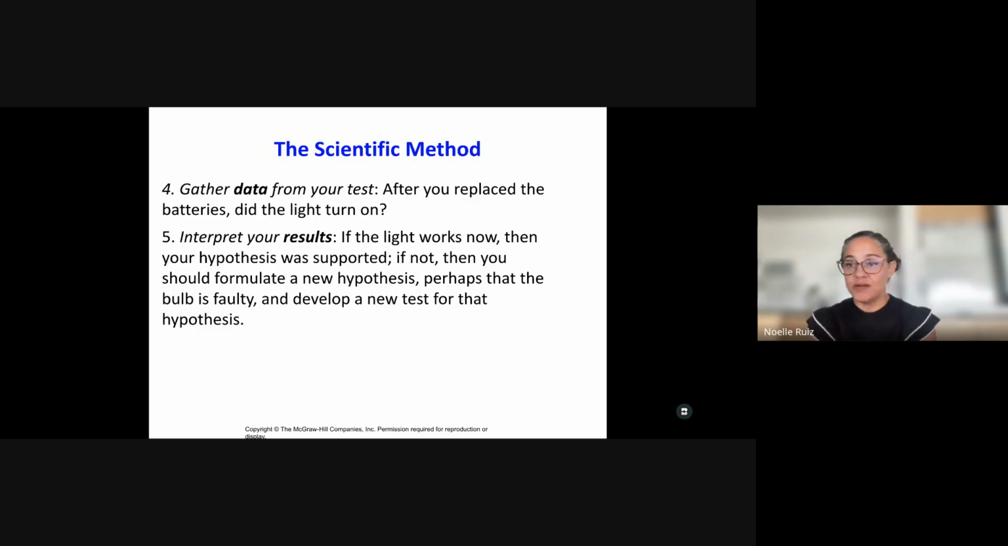This is something you encounter in everyday life, not just science. You go through this process of, this is what I think is wrong. Let's see how we can fix it. You do the thing to fix it. You either fixed it or you didn't. If you didn't, you start over and try to figure out something else.